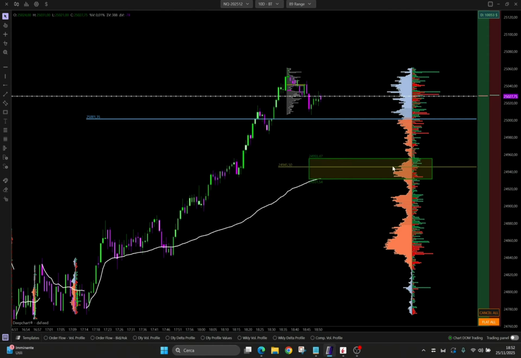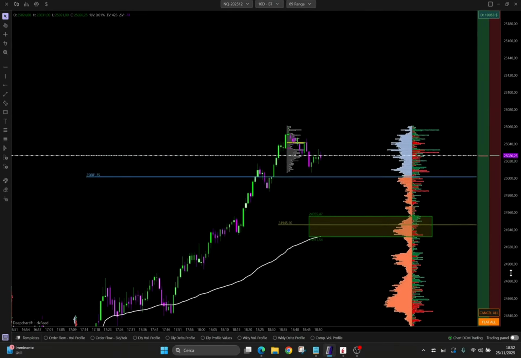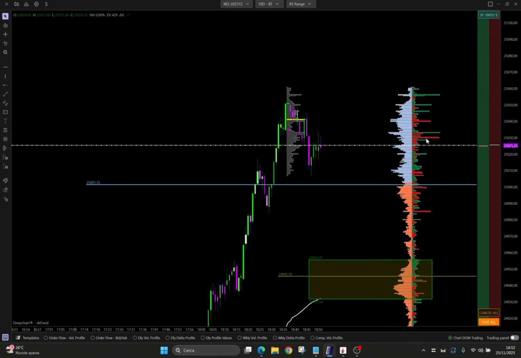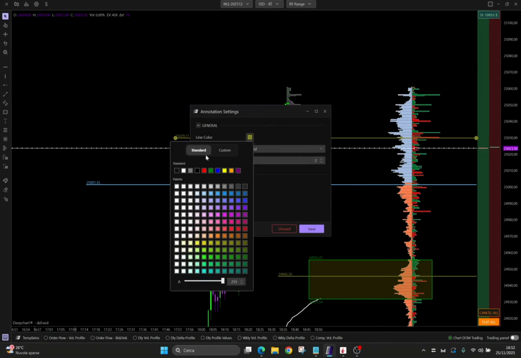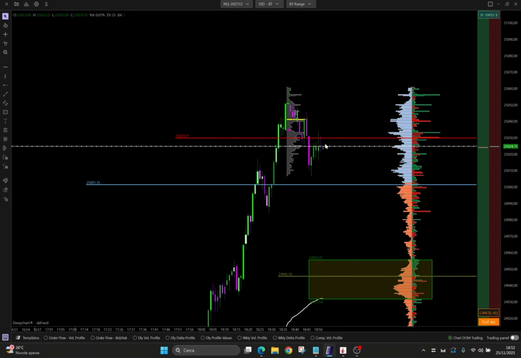Then we have an amazing piece of information here, that is that these sellers, this delta, is not providing you any rejection. Okay. So these sellers are getting completely crushed. Okay, and the buyers are still auctioning higher. So we will see what happens here.